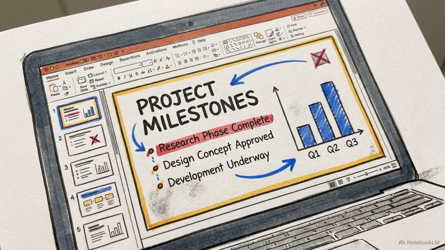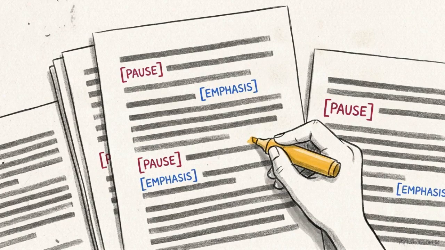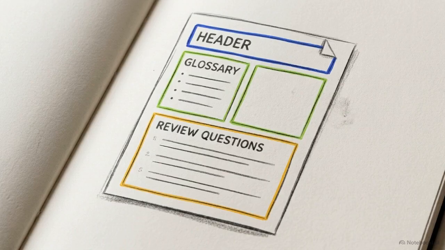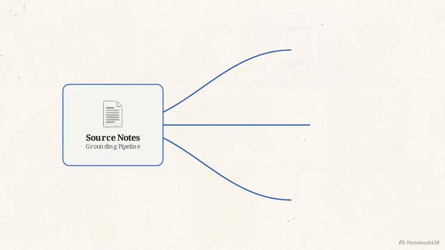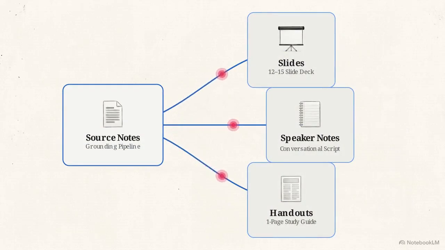By completing these steps, you have generated a structured 15-slide presentation, a complete set of conversational speaker notes, and a highly focused 1-page study guide. Because you use the pipeline, all three of these assets share the exact same conceptual DNA. They are all derived directly from your original source material.